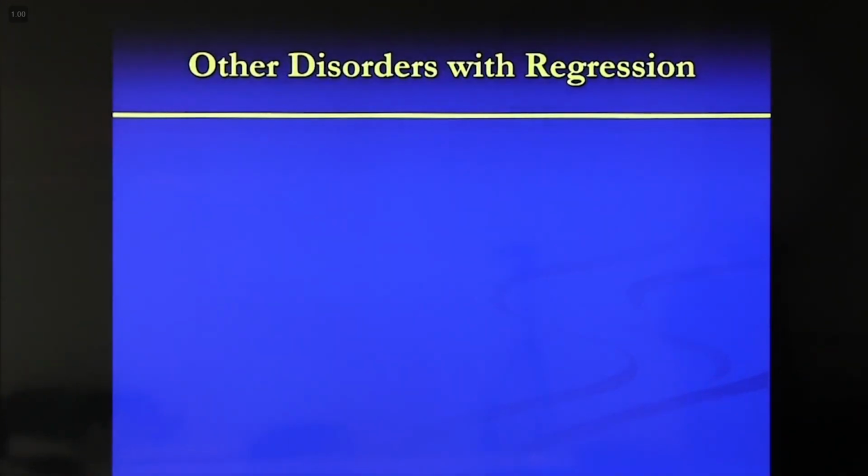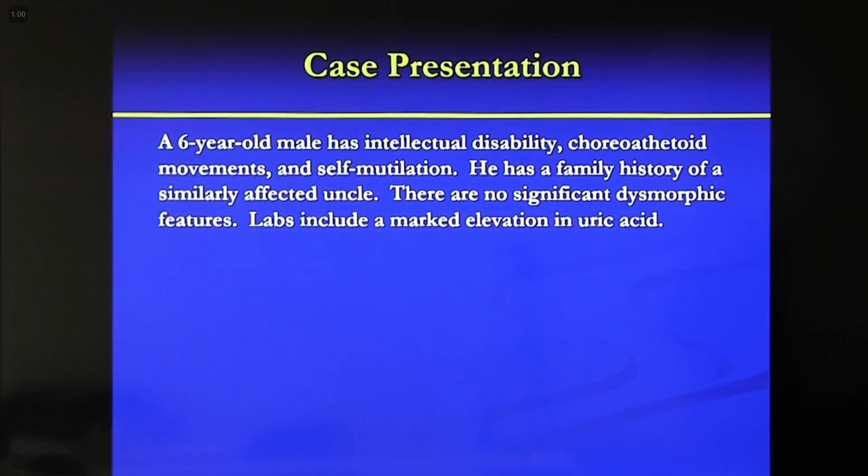Other disorders of regression. A 6-year-old with intellectual disability, choreoathetoid movements. So in other words, these really odd twisting movements, and self-mutilation. Okay, that tells you something. And a family history of a similarly affected uncle, which of course happens to be on the maternal side. Labs include a marked elevation in uric acid. So here's a question.